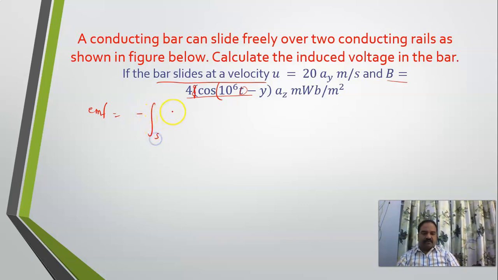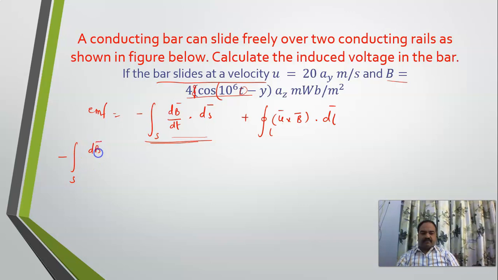The equation was dB by dt dot ds, whereas for varying velocity it was u cross B dot dl. Okay, so first of all, let me do this particular component first. If you see this particular component, it is minus integral s dB by dt dot ds, right?